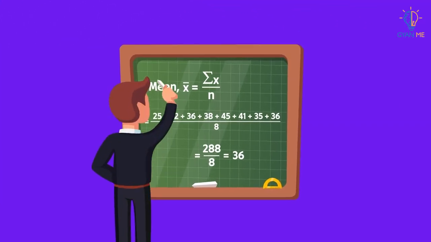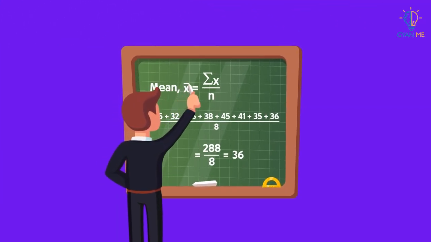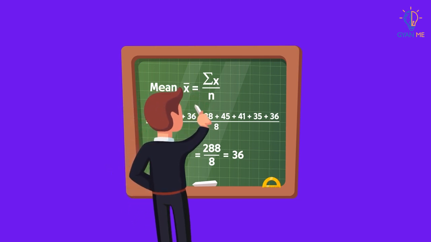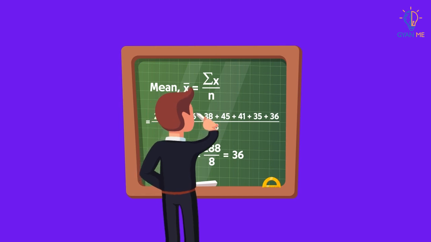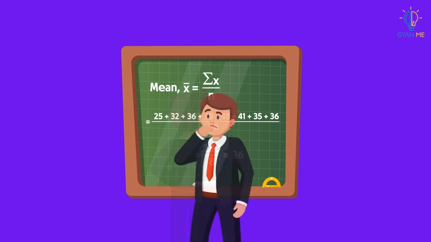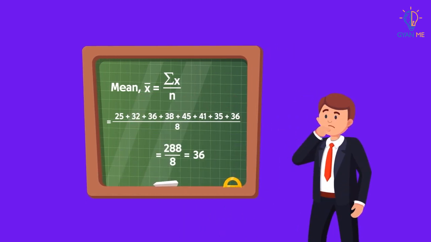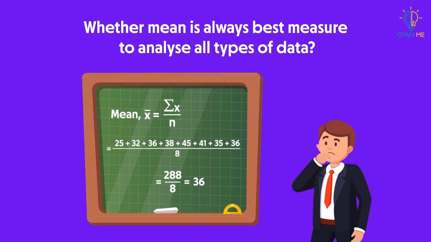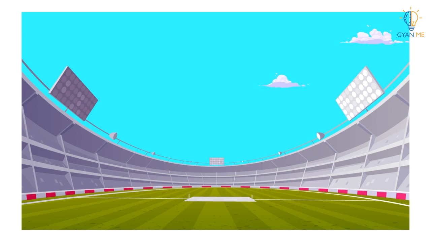Well, most often people jump right away and start calculating mean or average, as it is the simplest and most common way to analyze the data. But hold on for a second and think, is that always the best way to go, using mean? Let us ask whether mean is always the best measure to analyze all types of data. Let us answer this question and understand with an example.